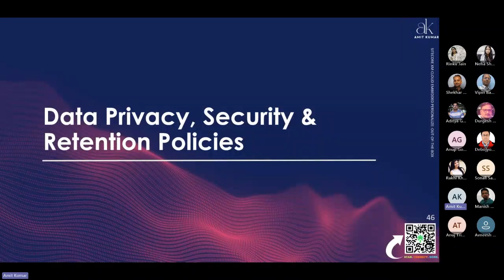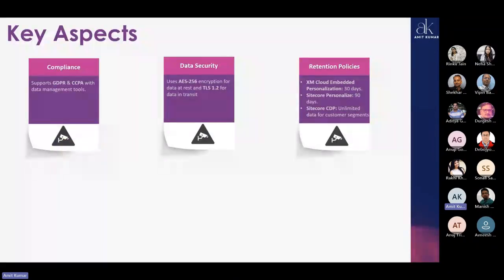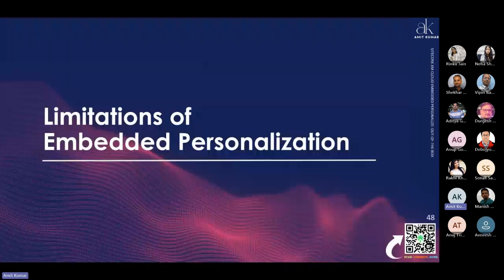Sorry. So now data privacy. When you are moving to any SaaS product, you need to think about how the compliance rules are, and how the data security and retention policies are. Retention is 30 days, and the data security is AES 256 and TLS 1.2. All these details you can easily find with your Sitecore representative, or you can go to the Sitecore developer portal and find them there.